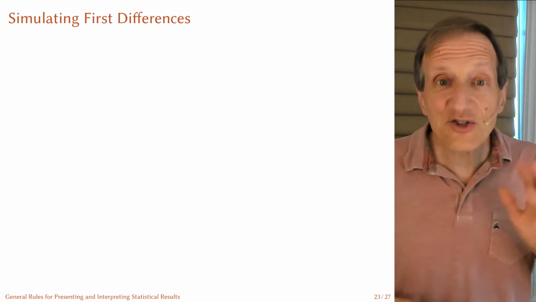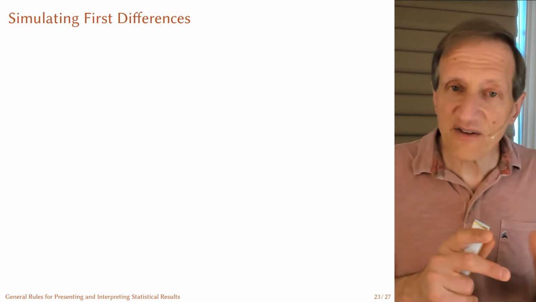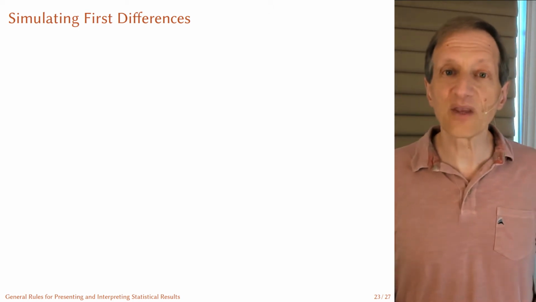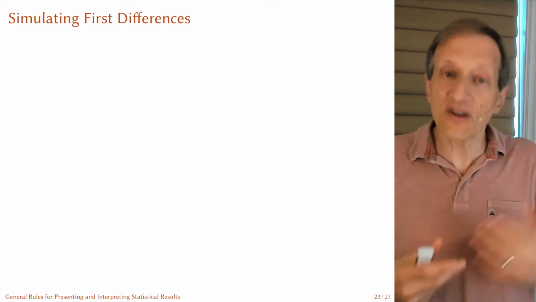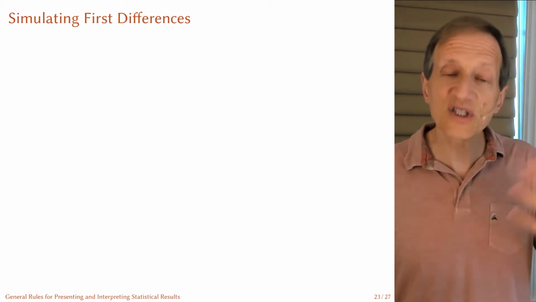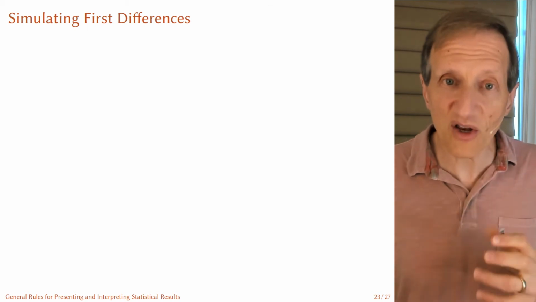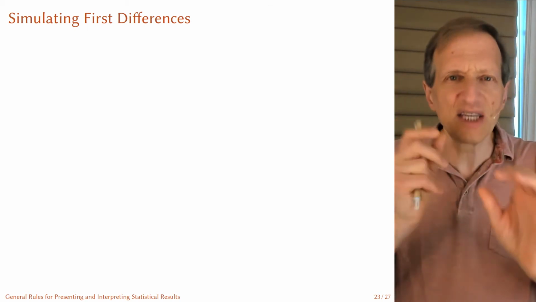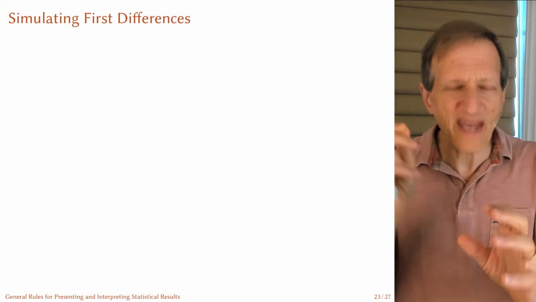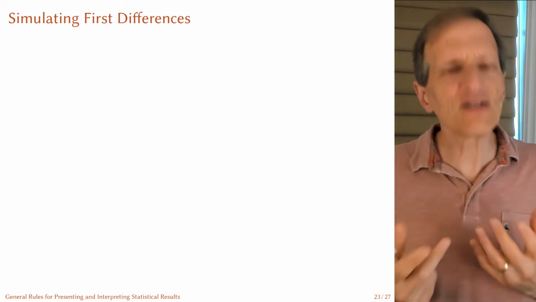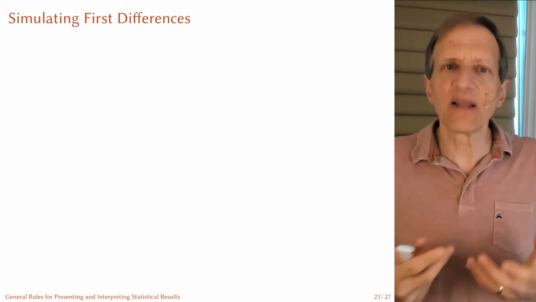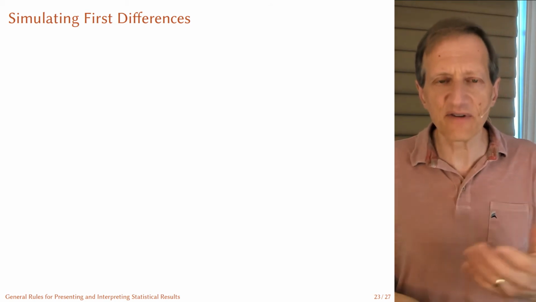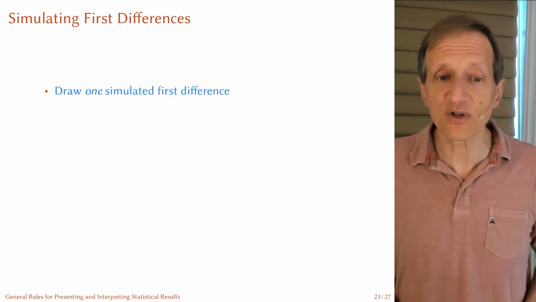All right, so let's talk. We've now talked about simulating expected values and simulating predicted values. So let's talk about another quantity of interest that we looked at a simple version of earlier using predicted values, using plugged-in predicted values with beta hats and stuff like that. But now let's do it the proper way and simulate first differences instead of doing it the other way.